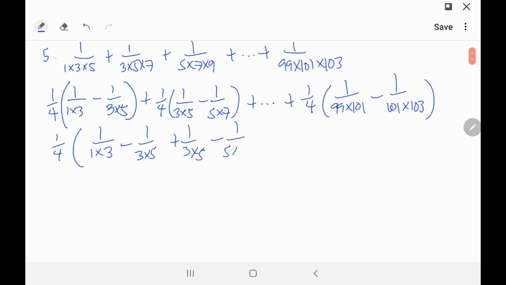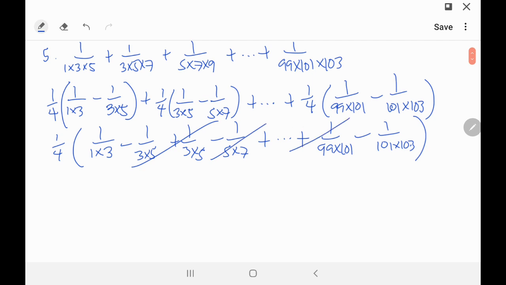Okay, and then our last fraction will be negative 1 over 101 times 103. Okay, so this one cancels with this, this one cancels with the fraction before it. So we are now left with 1/4 of 1 over 1 times 3 minus 1 over 101 times 103.